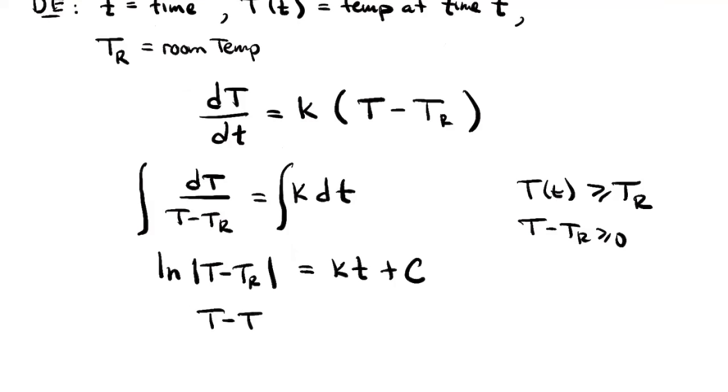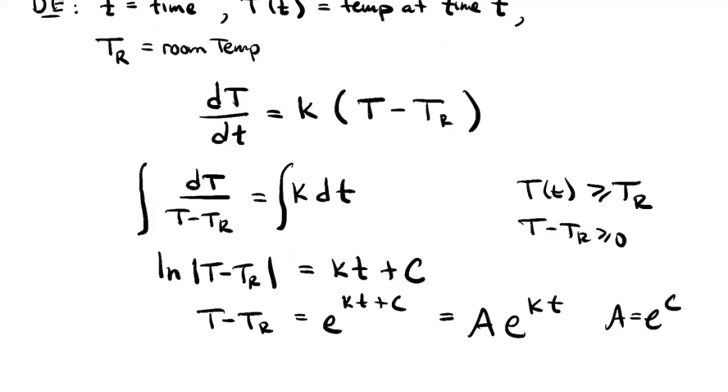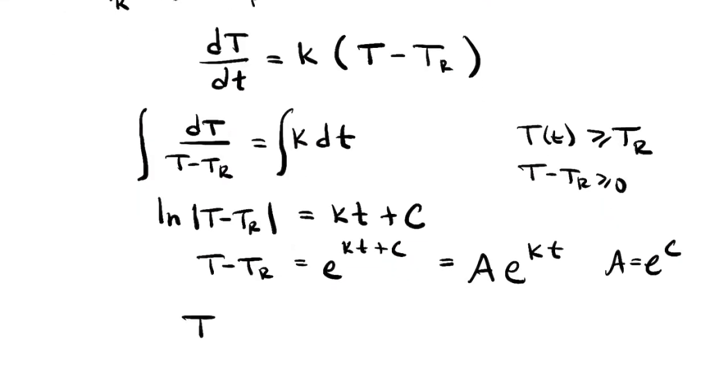Exponentiating both sides, I get T minus TR is e to the Kt plus C, which, just like before, I'm going to write as A times e to the Kt, where A is e to the C. You can just call it C again if you like. Okay, so then I've got my solution. T is A times e to the Kt plus the room temperature.